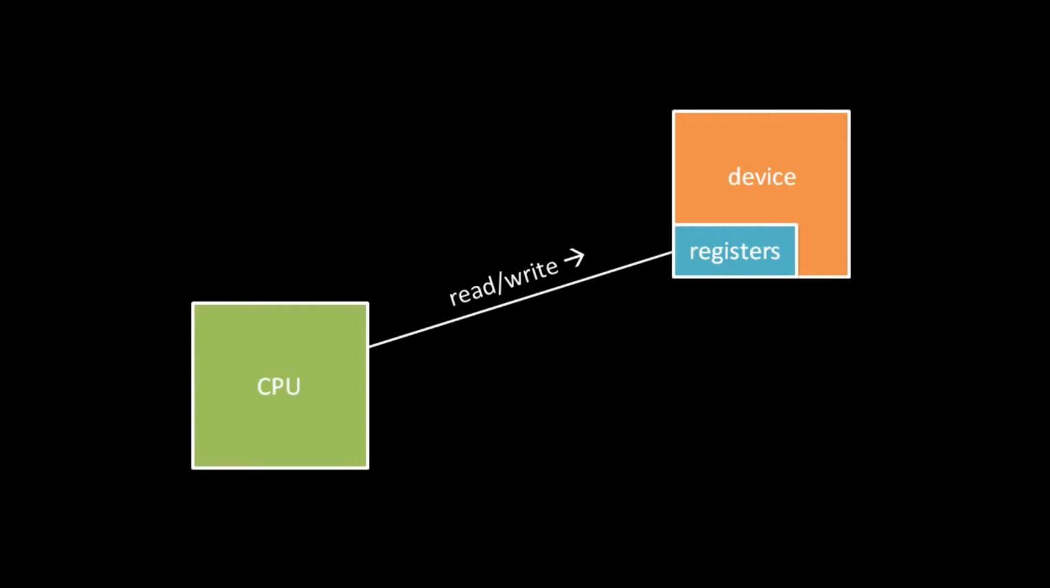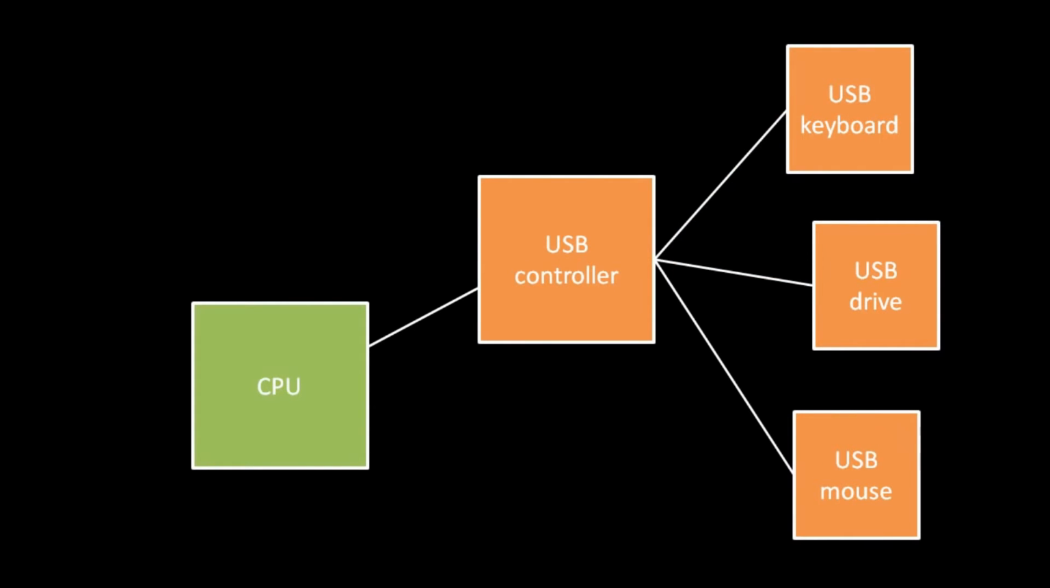So when a device wishes to send a message to the CPU, it writes to its own registers with the expectation that the CPU will read the data at some point. In many cases, input-output devices communicate indirectly with the CPU through a controller device. USB devices, for example, talk directly to a chip called the USB controller on your mainboard, which in turn talks directly to the CPU.